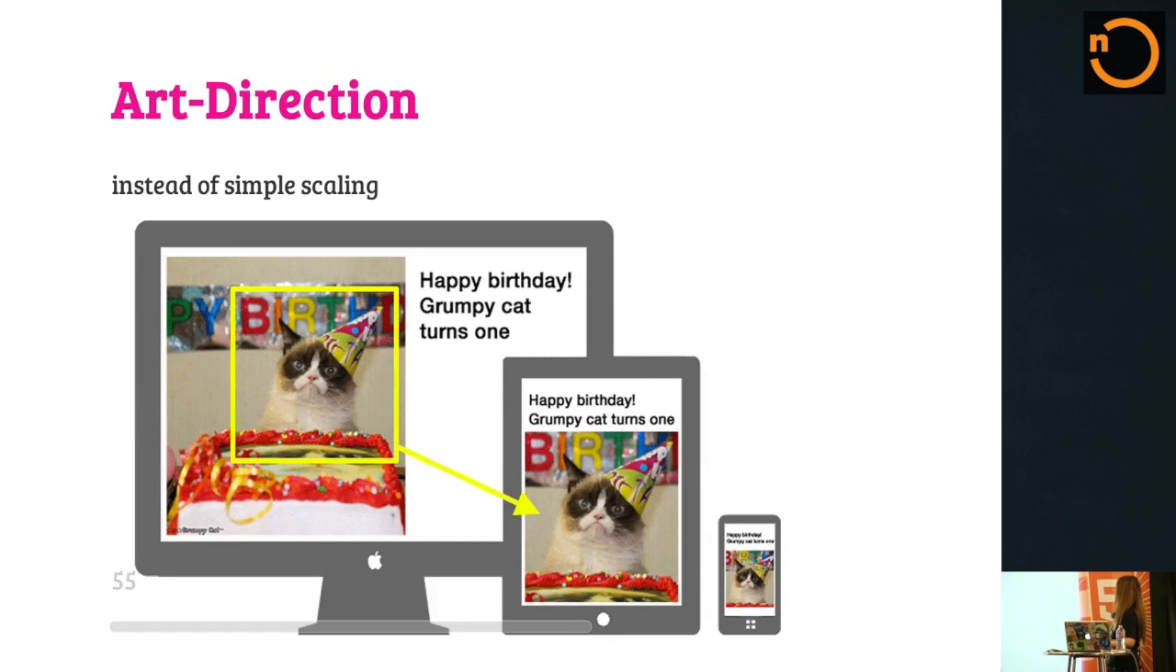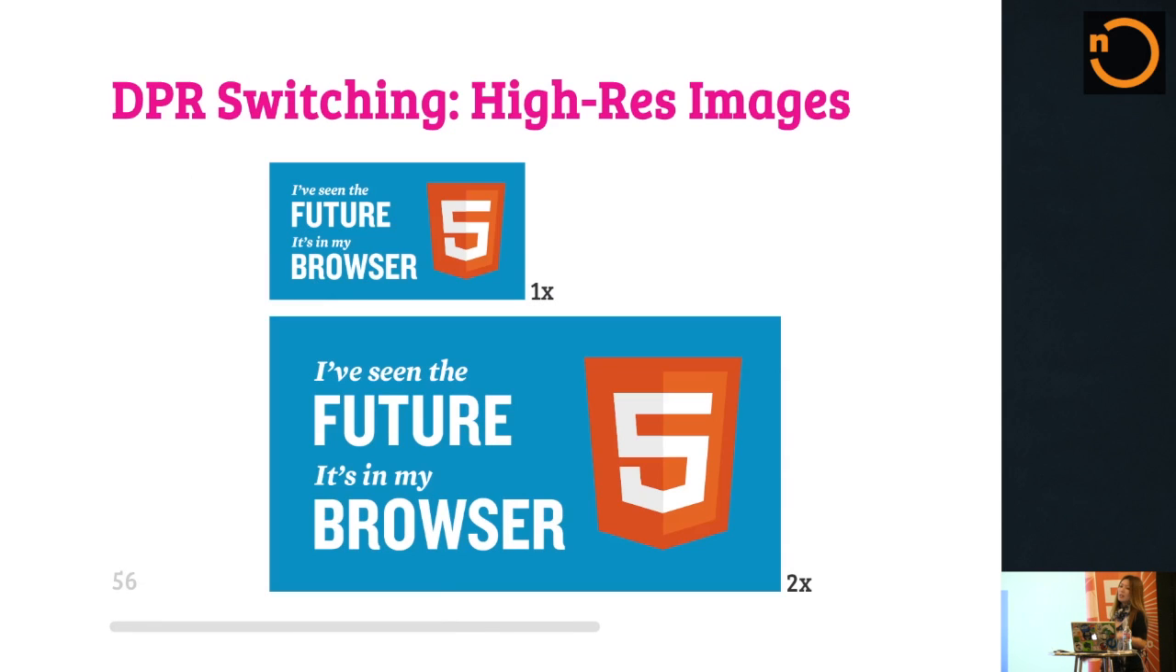Now, art direction is basically the same idea, except instead of just using scaled down photos or images, you maybe crop off, or it could even be a totally different image. The basic idea is to match the layout that best fits each device. And DPR switching is, again, about supporting Hi-DPI displays. In Retina displays, you probably want to give a higher resolution image instead.